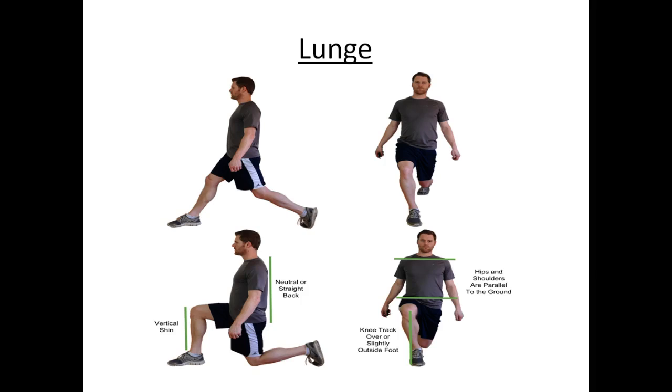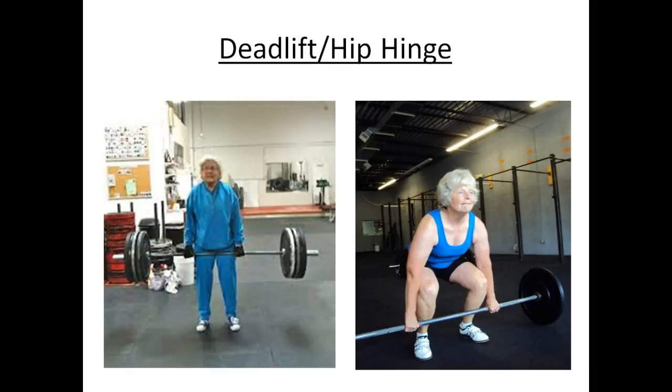Okay, the knee and ankle alignment. They've got a vertical shin. The knee tracks directly over the outside of the foot. It doesn't go in, and we've got nice neutral alignment of the shoulders and the hips. Okay, let's move on to the deadlift.